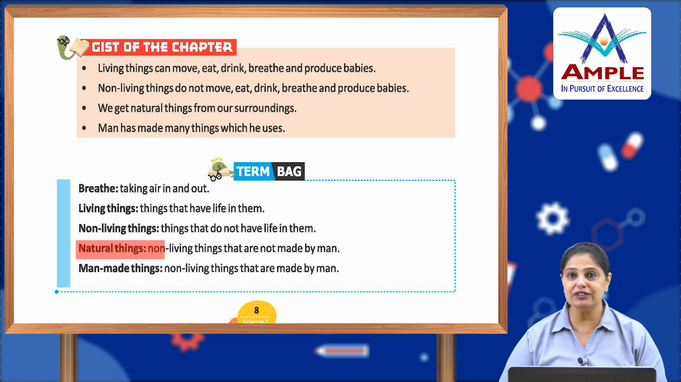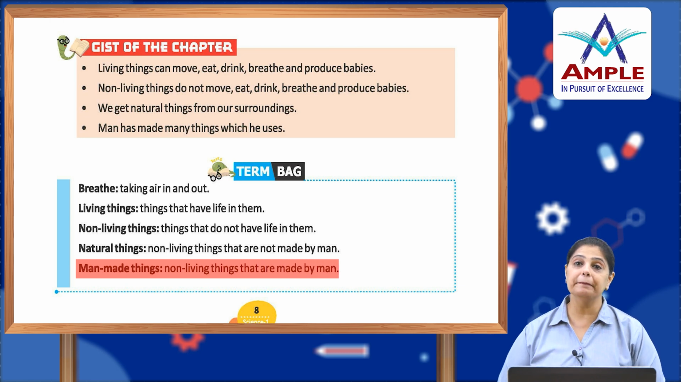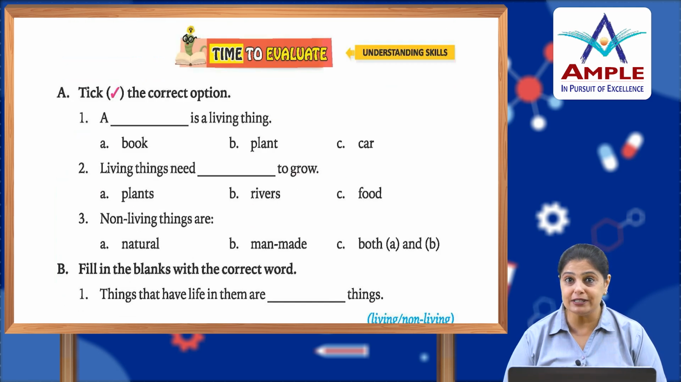Natural things, what are natural things? They are the non-living things that are not made by man. Okay, like mountains and all these are all non-living things. But who has made them? They were already existing in the nature, God has created them. Man-made things are the non-living things that are made by man. Okay. Now, let's see how much you followed this chapter. And in order to test that, what are we going to do? We are going to evaluate you. So, it's time to get evaluated.